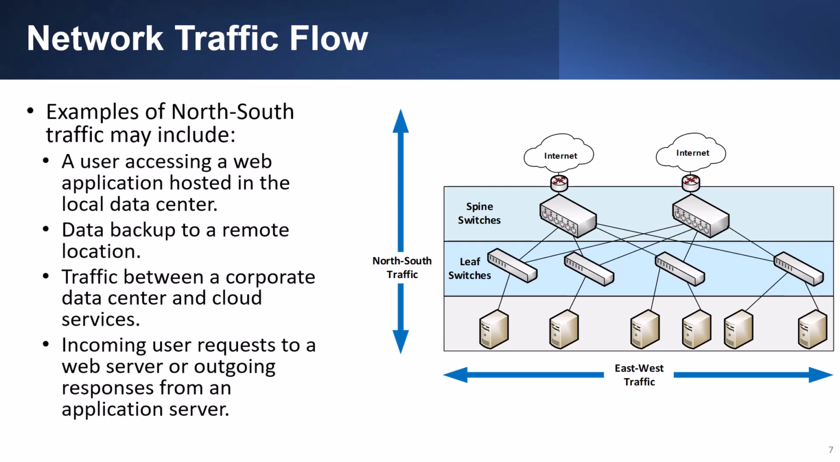Examples of north-south traffic may include a user accessing a web application hosted in the local data center, data backup to a remote location, traffic between a corporate data center and cloud services, an incoming user request to a web server, or outgoing responses from an application server.